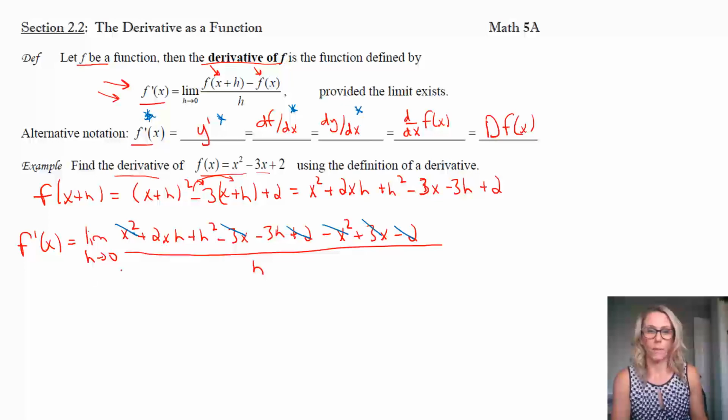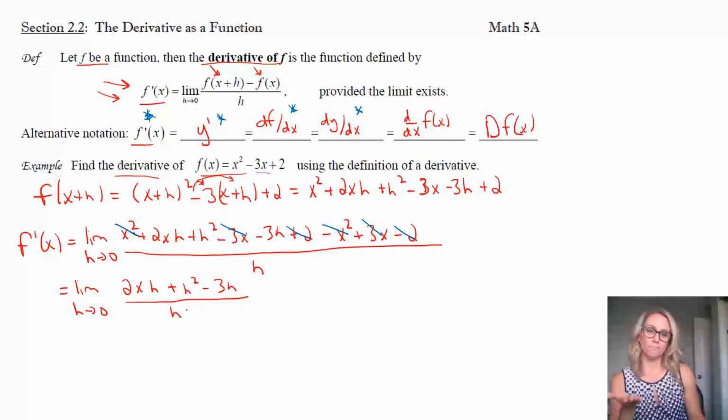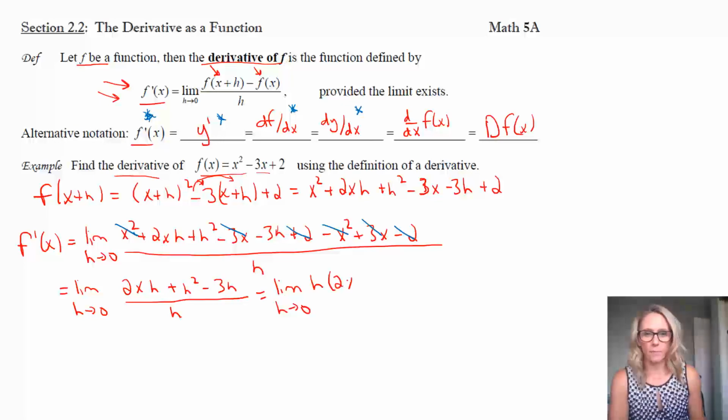And now here's a big hint. The big hint is, if you have done this right, everything that is in my numerator right now should include an h. So I have 2xh plus h squared minus 3h. And the reason why that's so important and needed is because, of course, now that I have h in every term and I have division by h, well, now I can factor. And then I can take my limit and not have 0 over 0, which we know is a problem. So I'm going to take out that h. I'm going to have 2x plus h minus 3. I'm going to divide that by h.